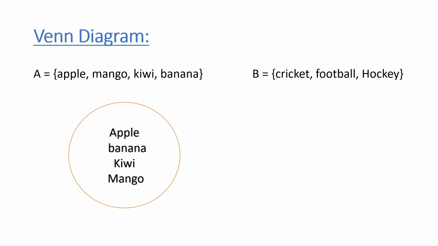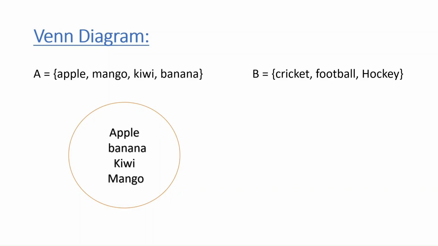Now, if we want to represent this set using a diagram, then that representation will be like this. This is the representation of set A. And how do we represent the set? Just with a circle. So this circle represents the set of all elements of the set A.